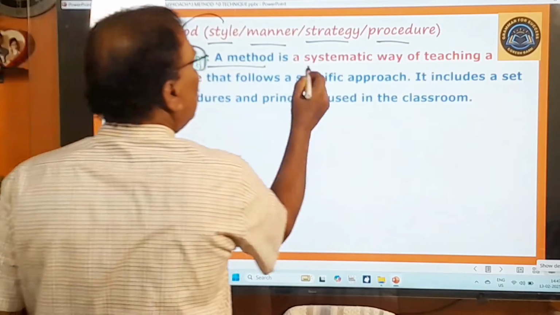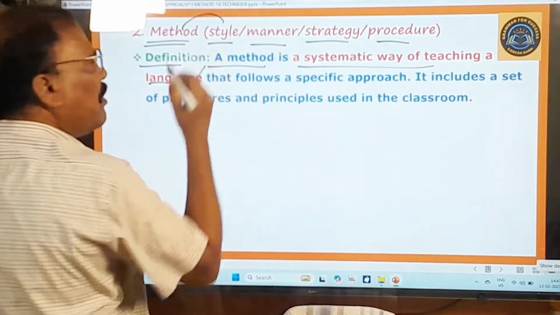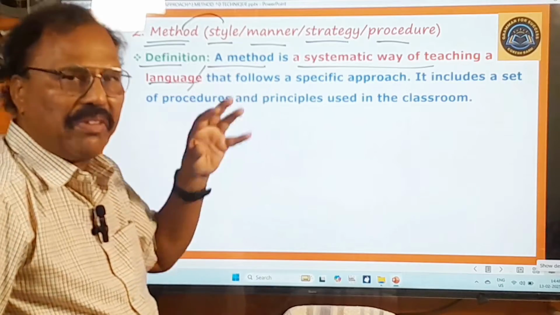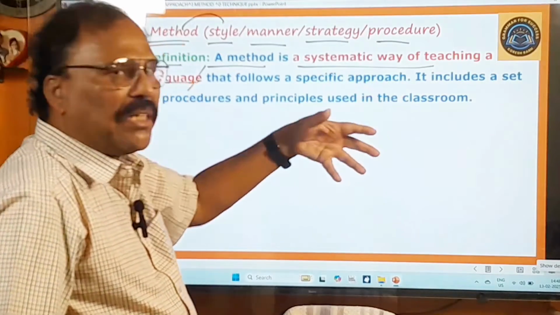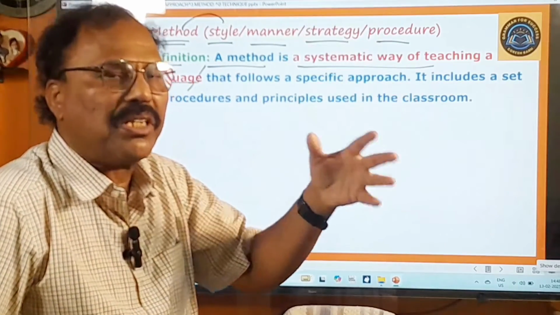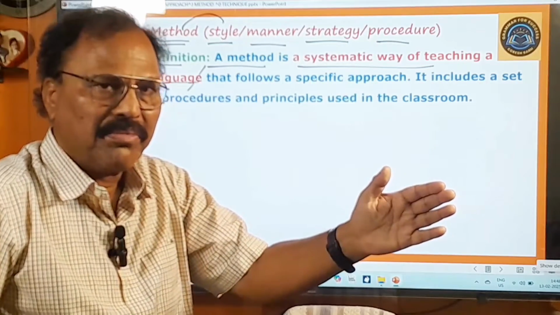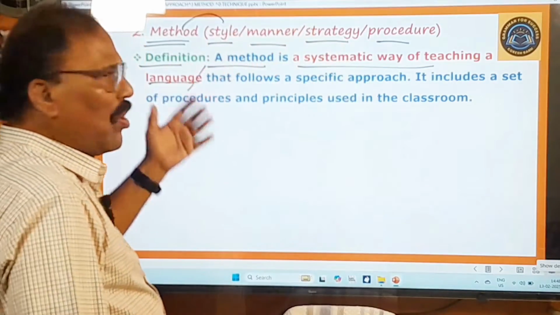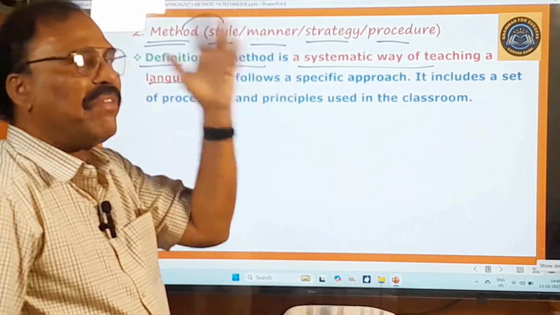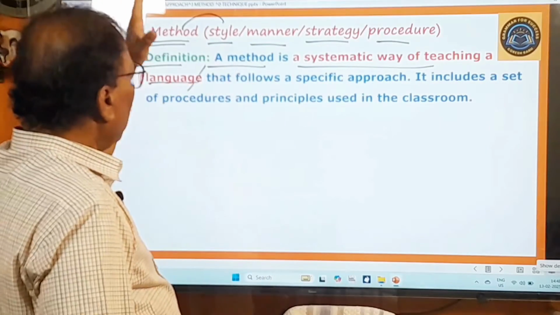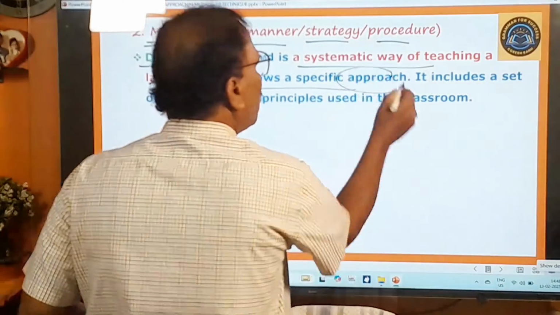And here you pay attention. Definition: a method is a systematic way of teaching a language. Very simple. The red colored words are very important. A systematic way. Method means what? A systematic way of teaching some language. Whatever may be the language. Here we are talking about English. So the systematic way of teaching English is called method, that follows a specific approach.